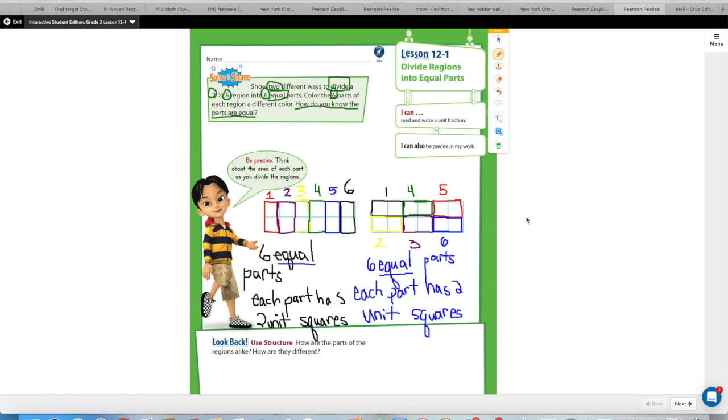How are the parts of the regions alike? How are they different? I want to make a different kind of region, and I want you guys to tell me if you think that region can be divided equally. I'm also going to make a little mistake and hopefully you guys will catch it. Let's see. I'm going to start making this now.